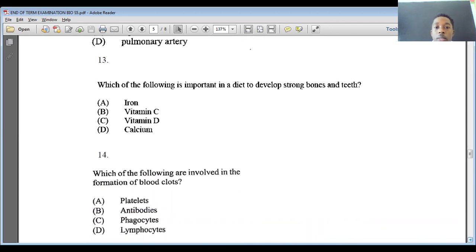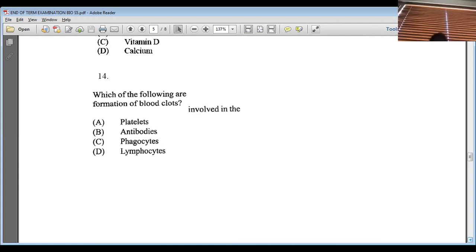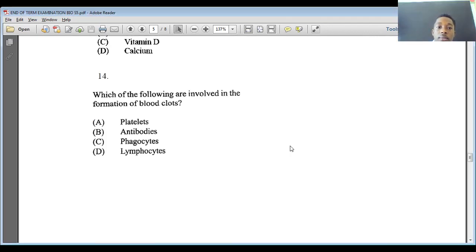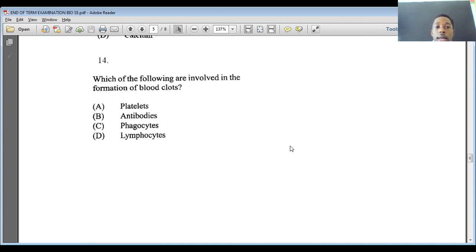Which of the following is important in diet to develop strong bones and teeth? Calcium. Calcium always. That's found in milk. All right. Which of the following are involved in the formation of blood clots? You know this.